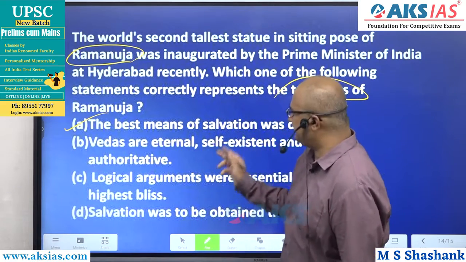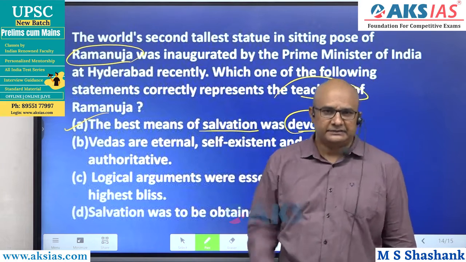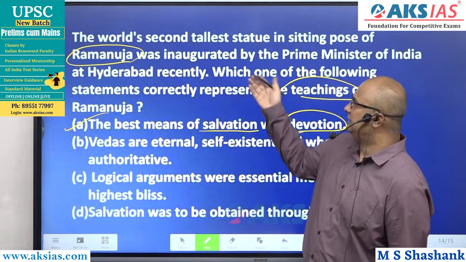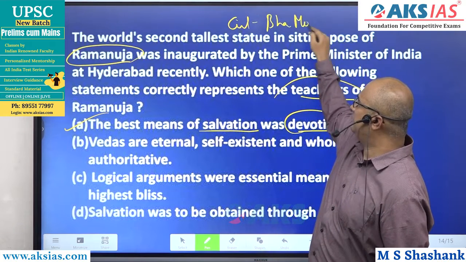Let us see it. The best means of salvation was devotion or bhakti. See, now we all know that again you can say this is coming from culture, bhakti movement.